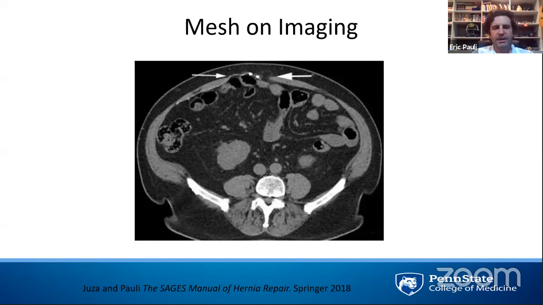Here's a piece of mesh that contains some EPTFE. This is the easiest stuff to see because it is very bright white on non-contrast CT imaging. We can also see some radiopaque fixation. We can see a recurrent hernia in the midline.